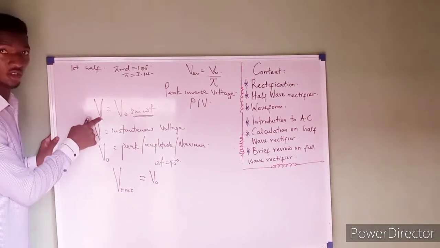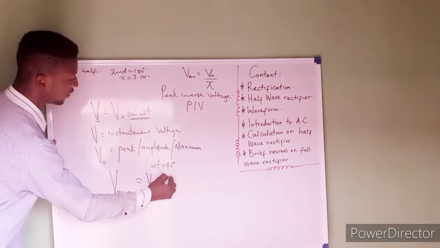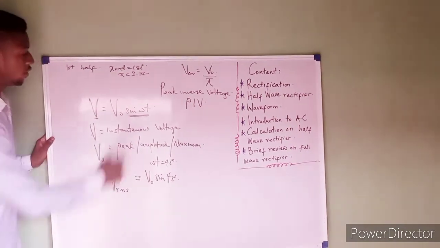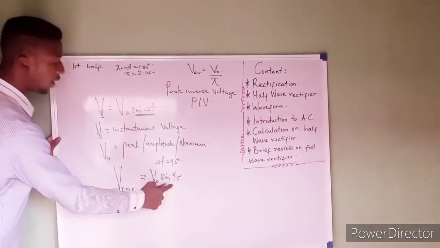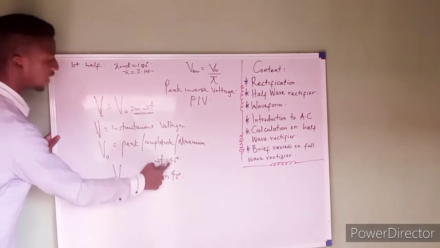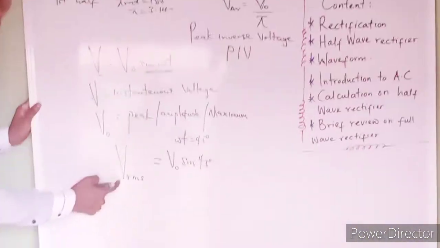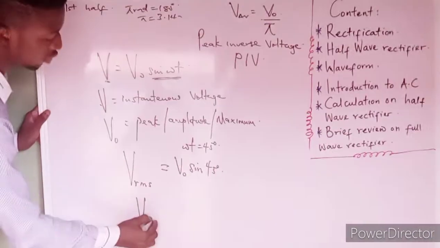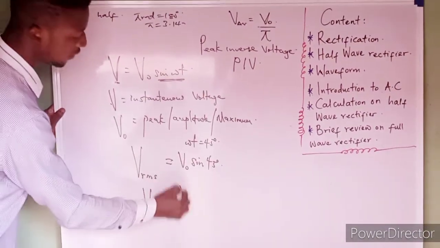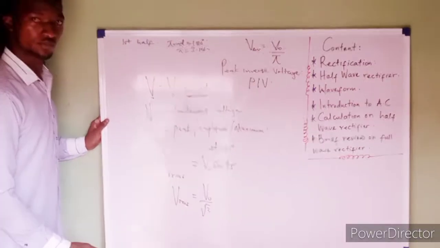You can see that I'm not writing ordinary V again. I'm writing root mean square because I'm about to write sine 45 degree here. This omega t is taking 45 degree. At a phase angle of 45 degree, your instantaneous voltage becomes your root mean square voltage. On the other hand, I can say my root mean square voltage is equal to V naught over square root of 2.